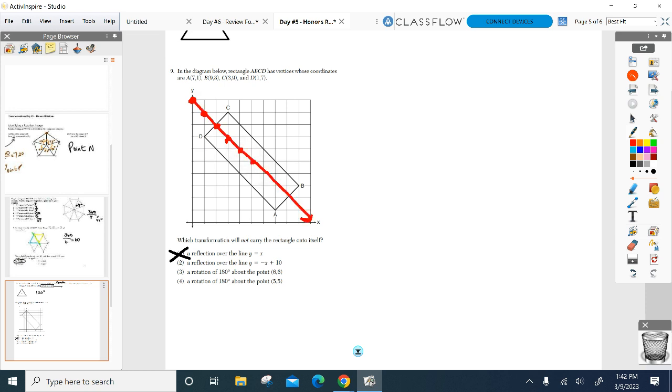All right, where would point A go if I reflected over that line? Point B, where would C go? Am I going to get a different rectangle? Nope. All right, see ya. That's gone. That's gone. All right, so now I'm down to these rotations here.